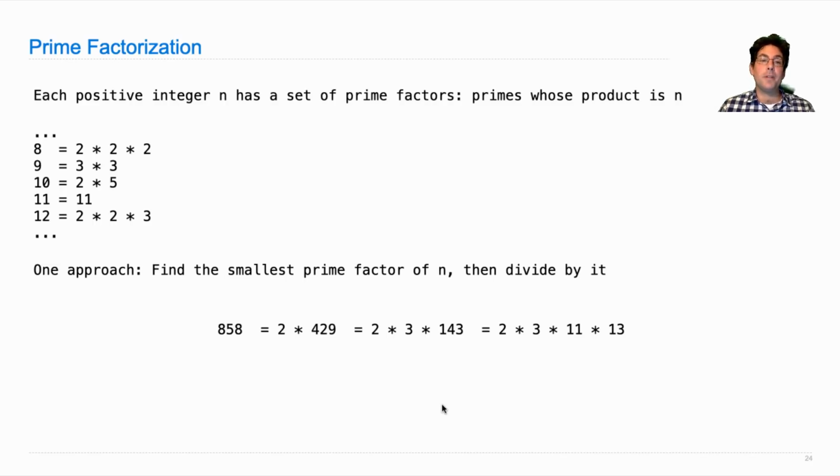So this approach of finding the smallest prime factor that divides into whatever we're working with to get some new number that we then find the prime factorization of is what's called an algorithm. It's a computational process. I could describe it in English, or I could describe it in code. So now that we have an approach, we can try to write the code that does this.